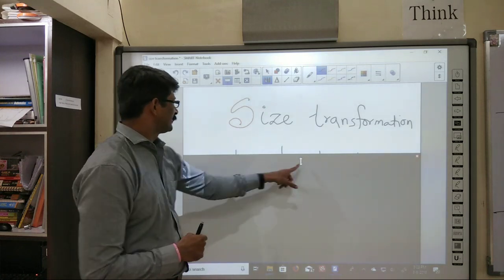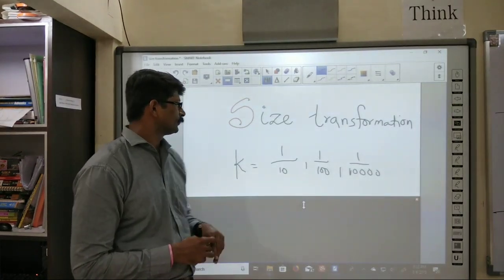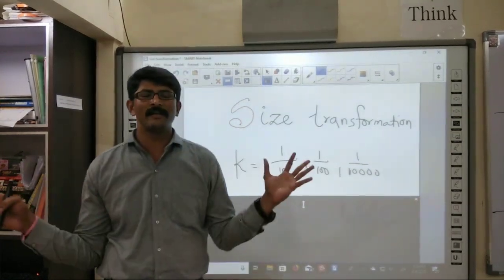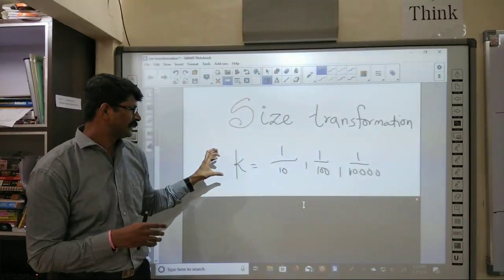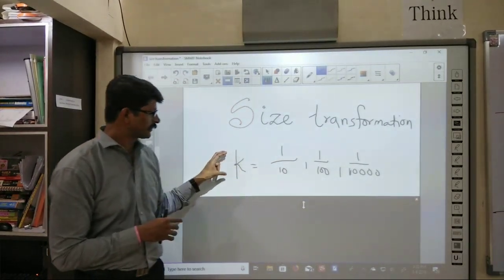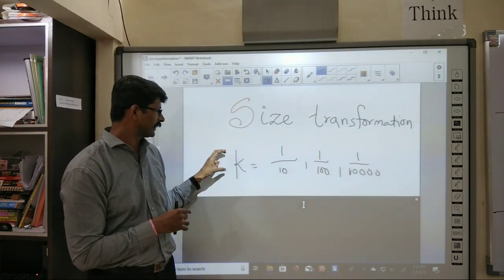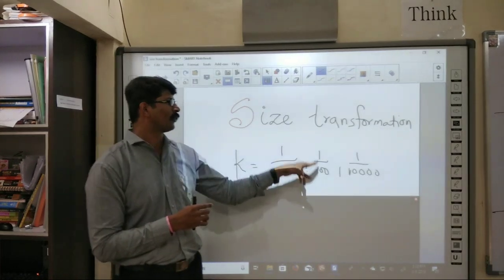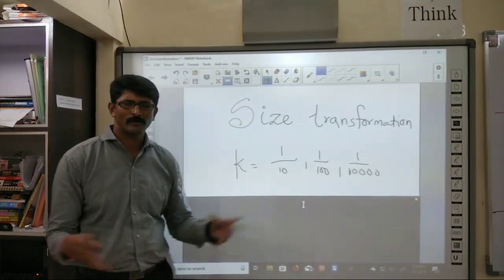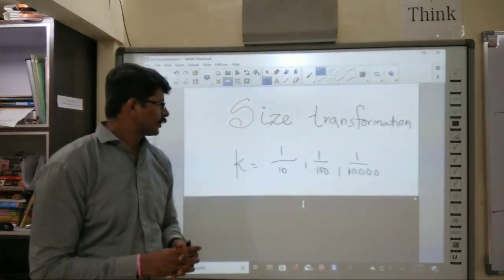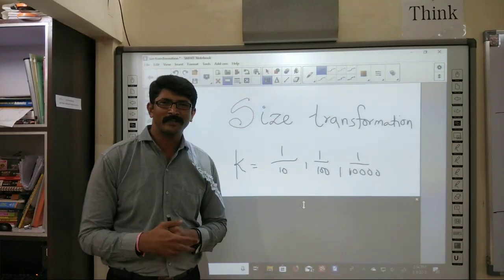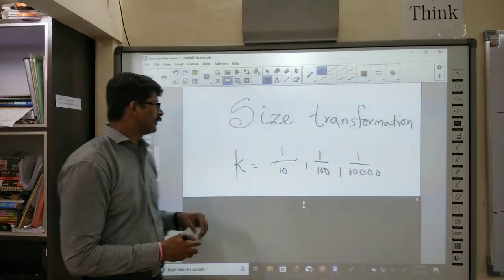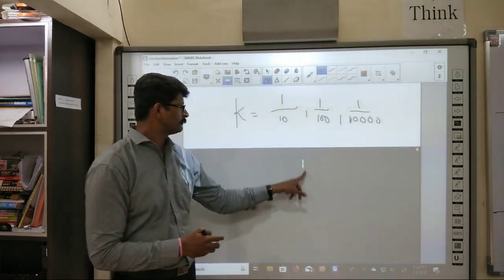So let's go ahead with the size transformation. I just spoke about something called diminishing the size or enlarging the size. It depends on the scale. So what is the scale? K is nothing but scale. Scale is denoted with some constant factor K, which is 1 by 10 or 1 by 100 or 1 upon 10,000, or it can be anything. You must have learned this in topography classes of geography, isn't it? Anyway, we'll see one by one how exactly this K is useful.